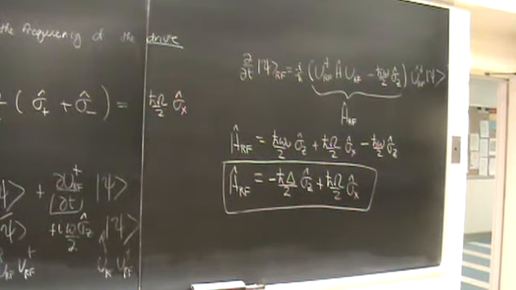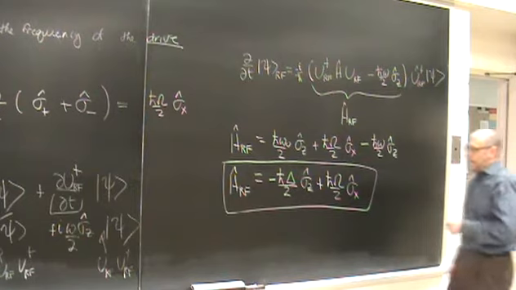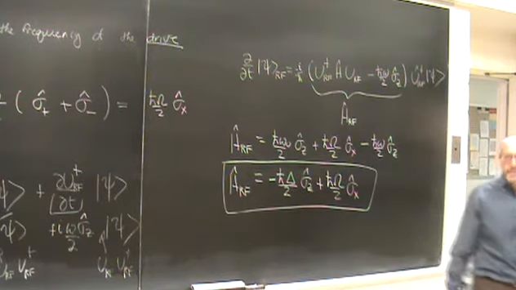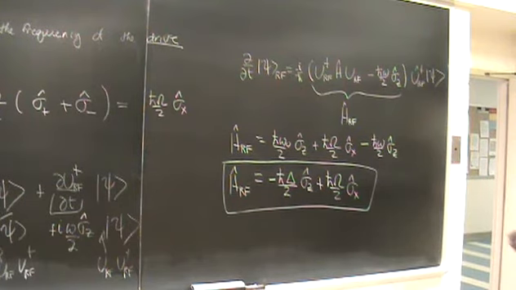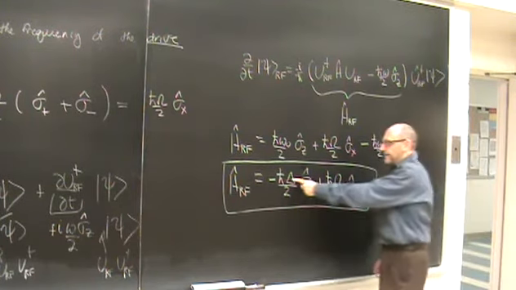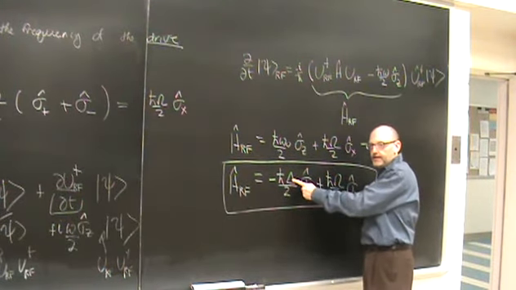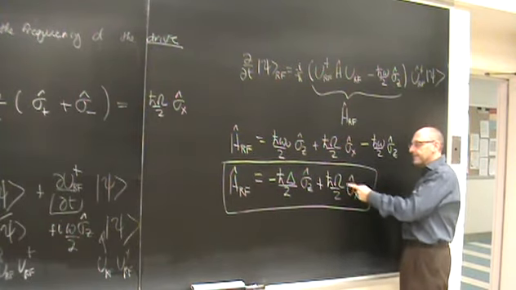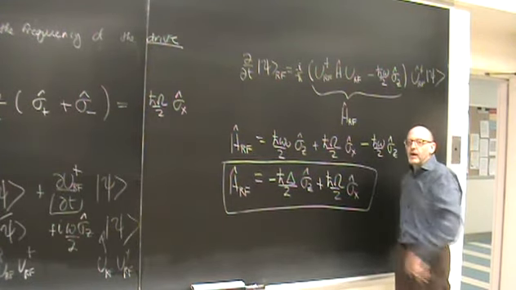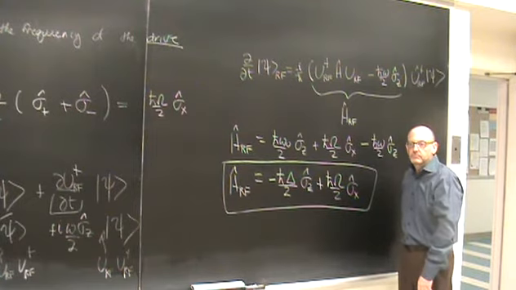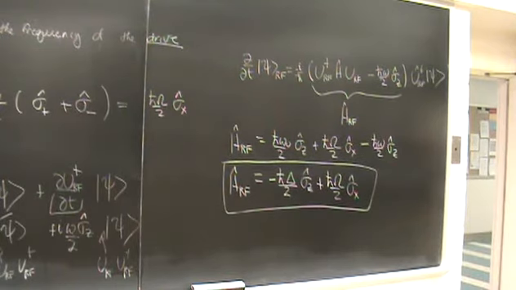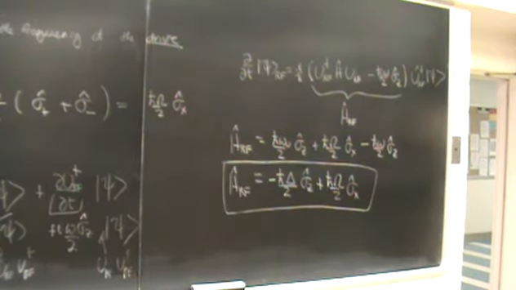So what we've learned is that in the rotating frame, my spin sees an effective magnetic field. It sees an effective magnetic field along the z-axis that's related to the detuning, and an effective magnetic field along the x-axis that is proportional to the Rabi frequency. Okay. Well, let's first look at this problem exactly on resonance.